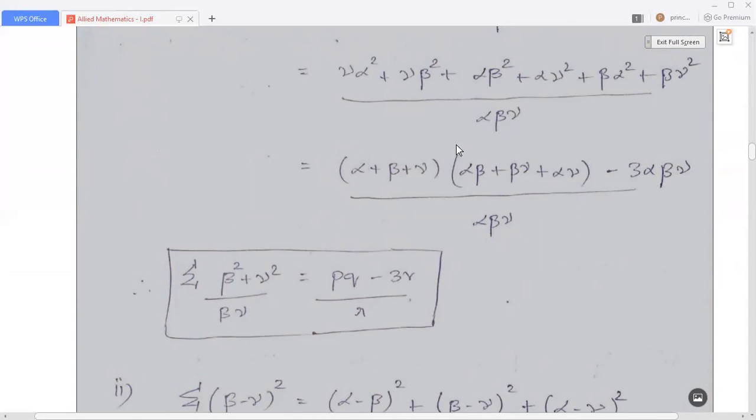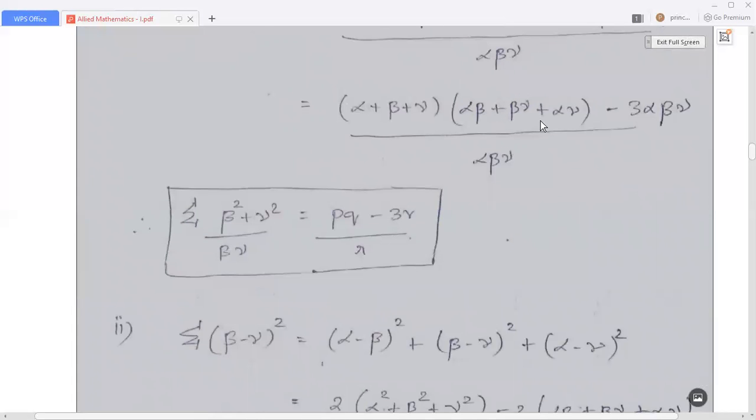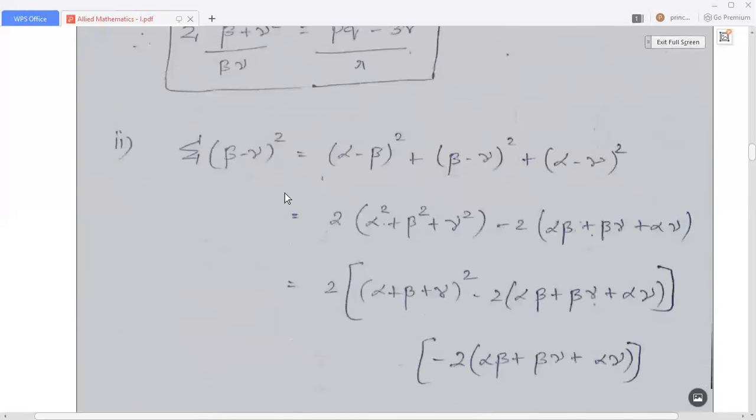This is a convenient form where we can substitute the available values. When you substitute the available values, we get sigma (beta square plus gamma square) by beta gamma is equal to (pq minus 3r) by r. Then second part, we calculate sigma (beta minus gamma) whole square, so this is the formula.